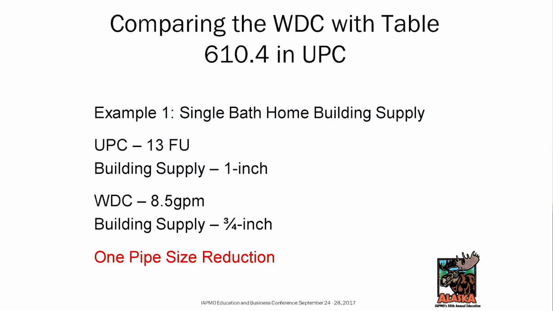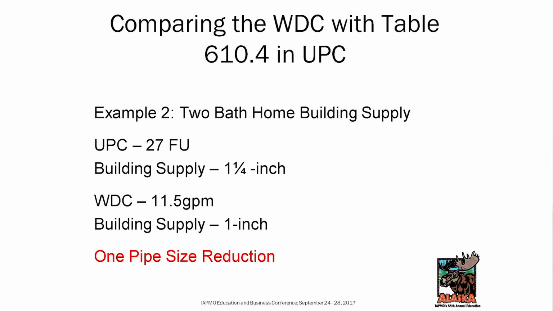Comparing the water demand calculator with table 610.4 in the UPC. Our very first example is not going to be that big of a difference. It was a very small single 1-bath house. The UPC would estimate 13 fixture units with a building supply of 1 inch. The water demand calculator estimates 8.5 gallons per minute with a building supply of 3/4 inch, so it's a 1 pipe size reduction.